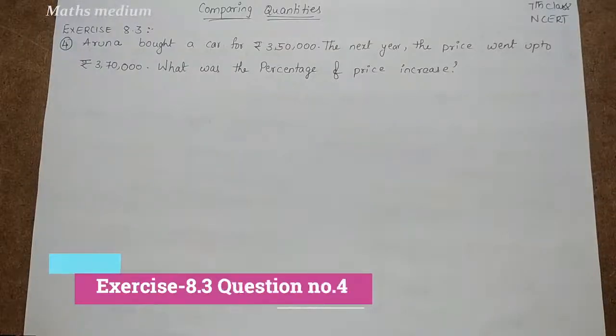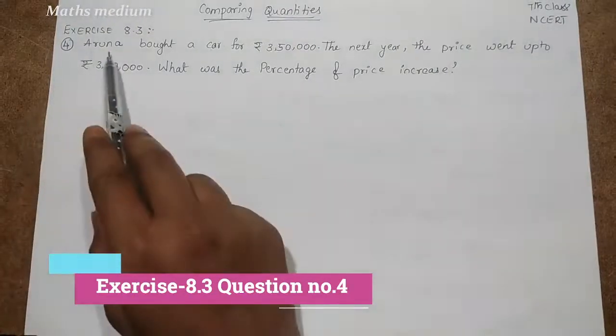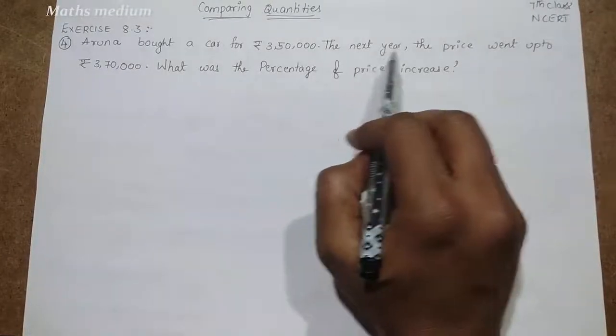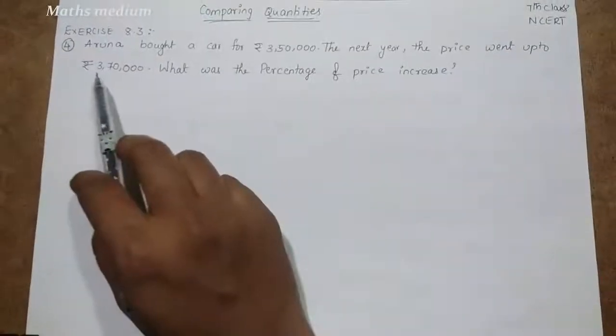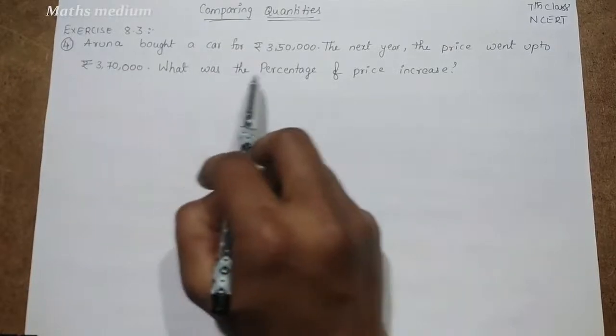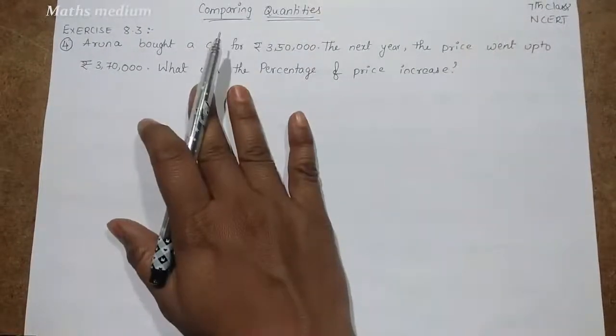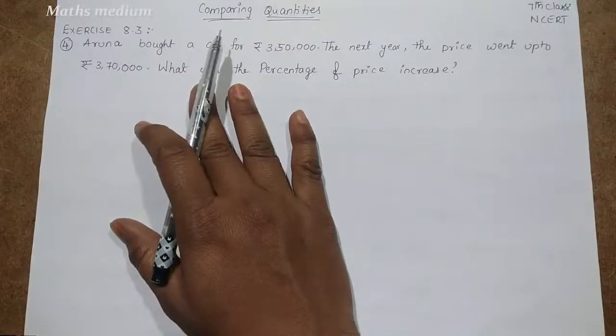Today I came with exercise 8.3 from Comparing Quantities, 7th class NCERT. Question number 4. Aruna bought a car for 3,50,000 rupees. The next year the price went up to 3,70,000 rupees. What was the percentage of price increase? So this question comes under the increase or decrease as percent.